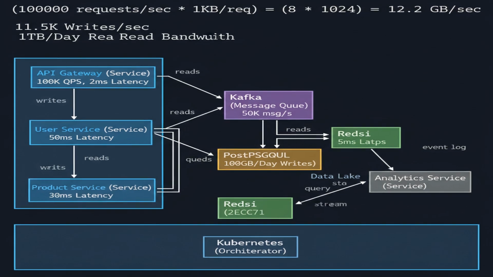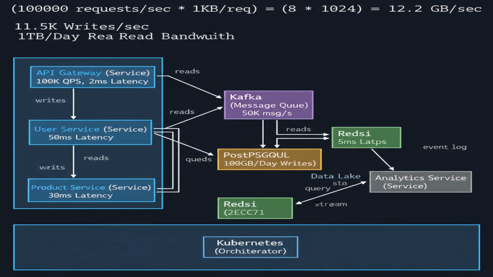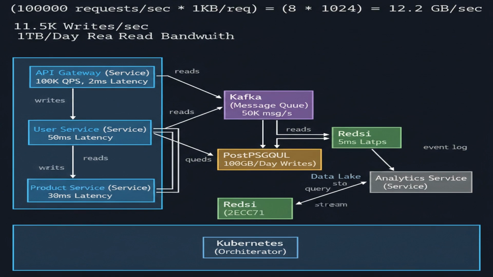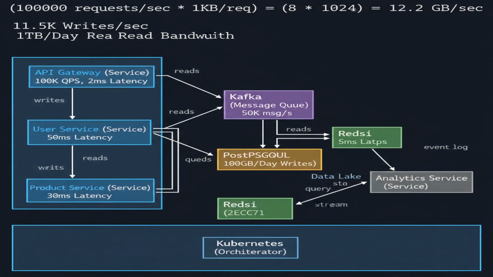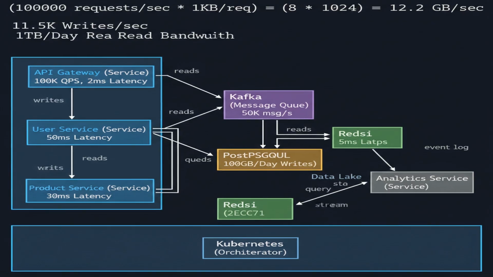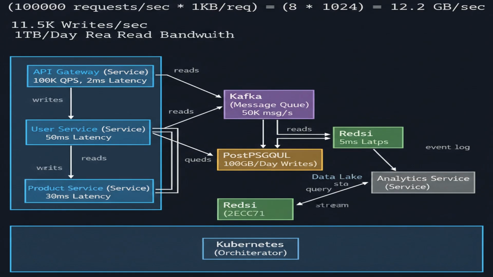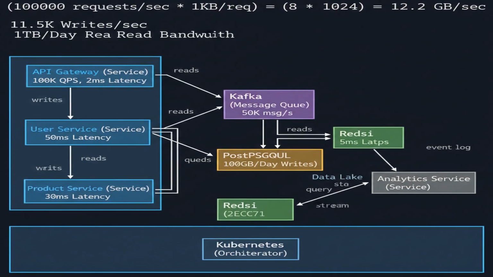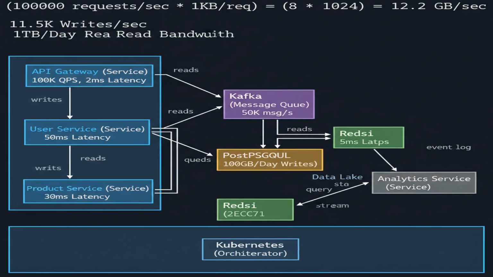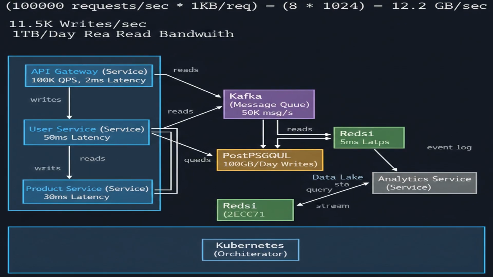Now, let's move on to estimation. Let's say we have 10 million daily active users, each generating 10 write requests and 100 read requests per day. That's 100 million writes and 1 billion reads daily. That translates to roughly 11,500 writes per second and 115,000 reads per second.